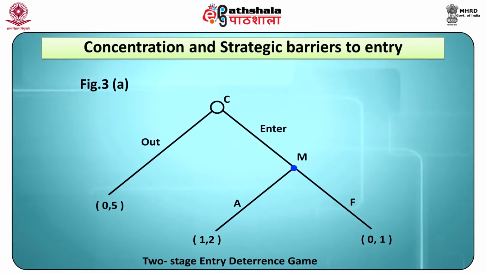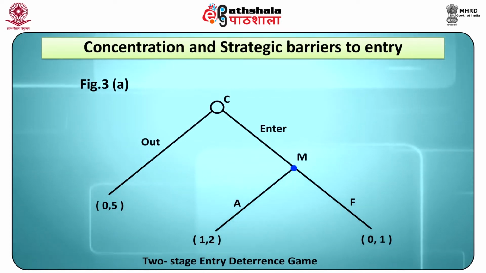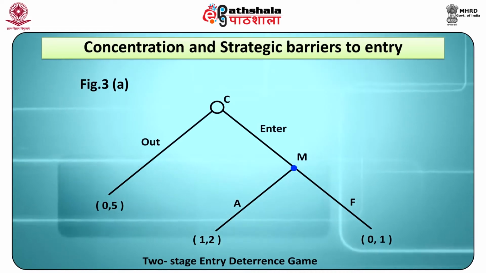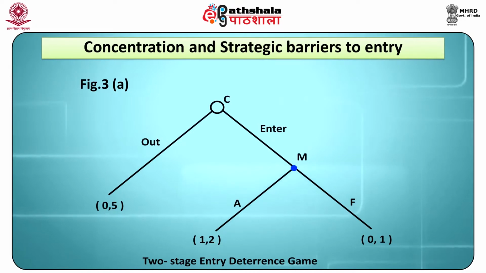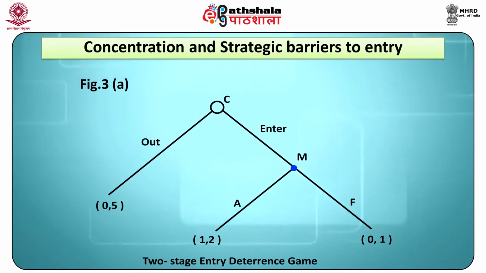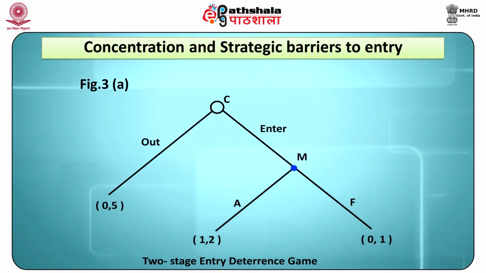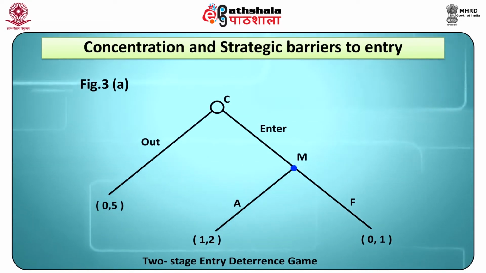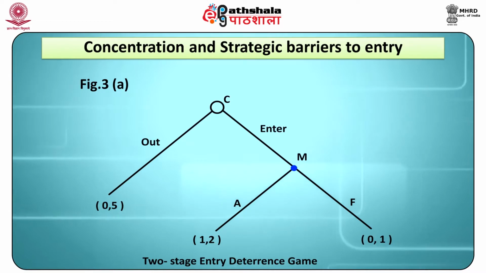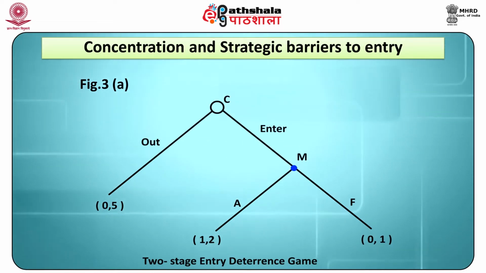Figure 3a shows the two-stage entry deterrence game. Thus, in this case, given that the challenger enters, it is optimal for the monopolist to accommodate, and given that the monopolist is going to accommodate, it is best for the challenger to enter. Thus, in this example, even if the monopolist announces before entry that he is going to fight with the challenger, it does not affect the challenger's decision. This happens because the threat imposed by the monopolist is not credible enough.